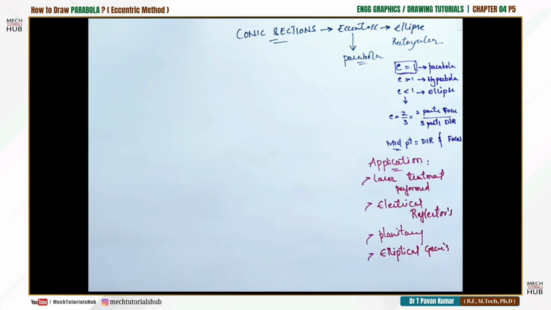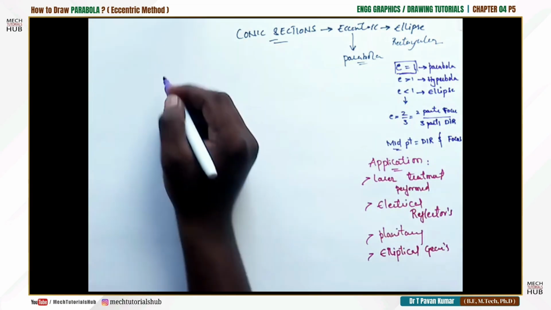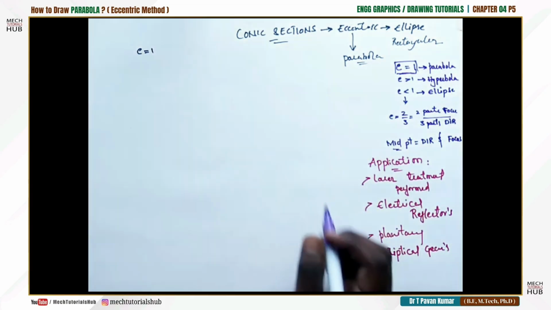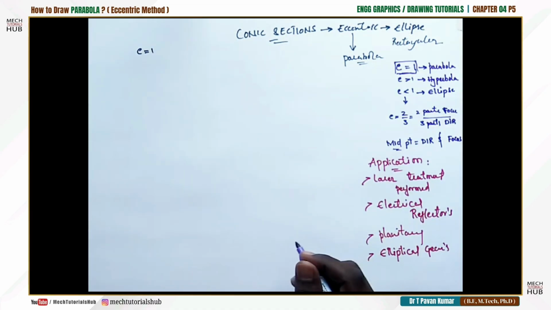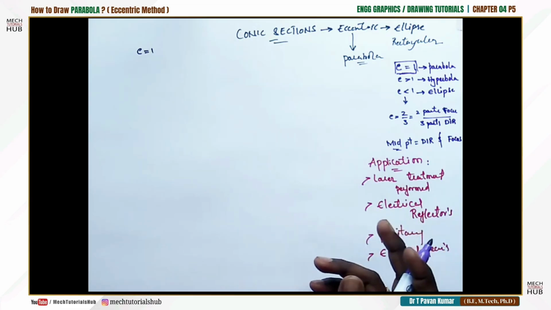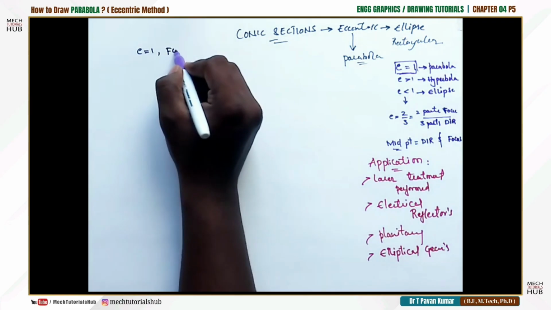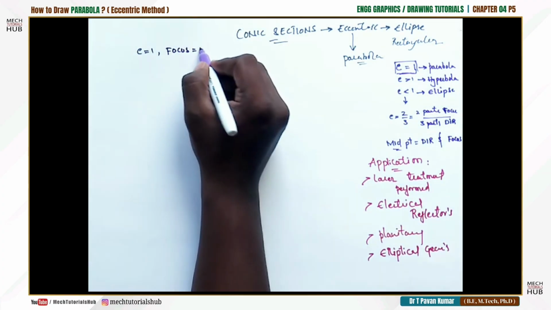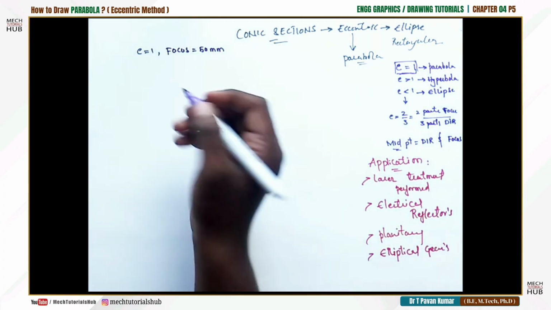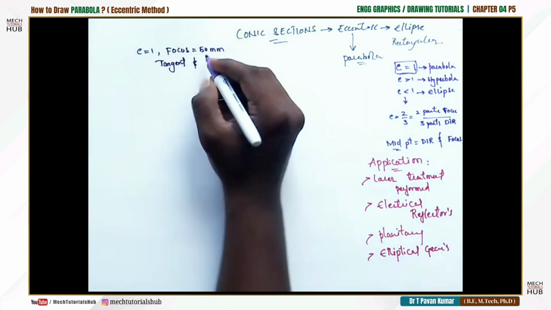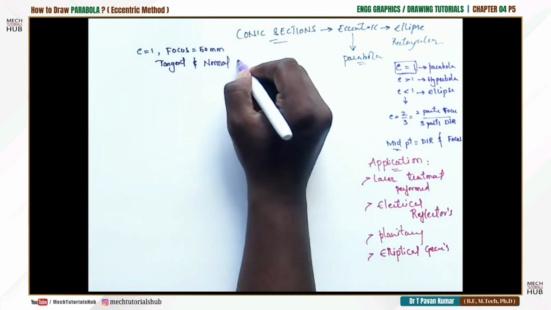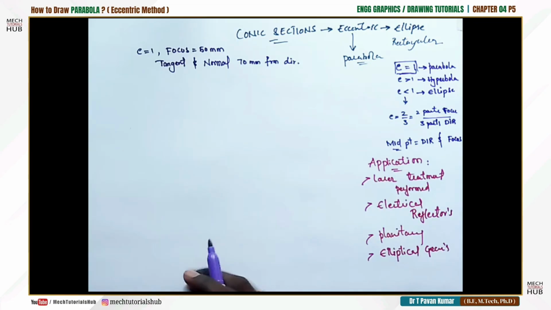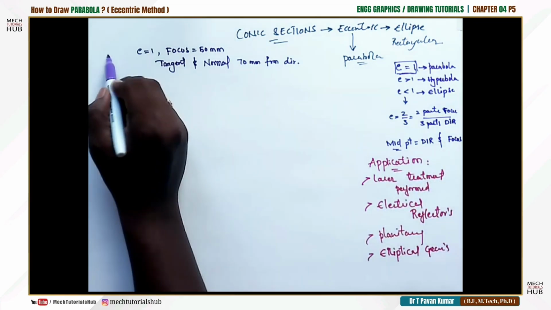Okay, let us start drawing the actual sketch. Now let us consider a few parameters. Let us consider E equal to 1. The question may say draw or construct a parabola, or else give you E equal to 1, eccentricity equal to 1, which indirectly means a parabola. Followed by that, the focus distance will be given to you, maybe 50 mm, and he may ask you to draw a tangent and normal at a distance of maybe 70 mm from the directrix. Let us take this as the given data.